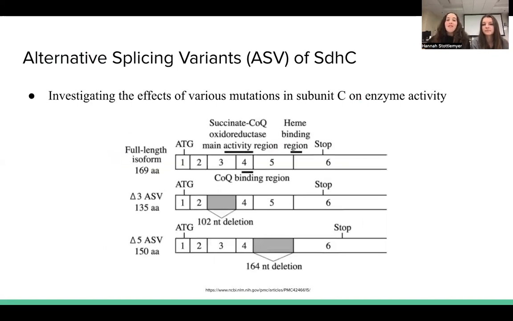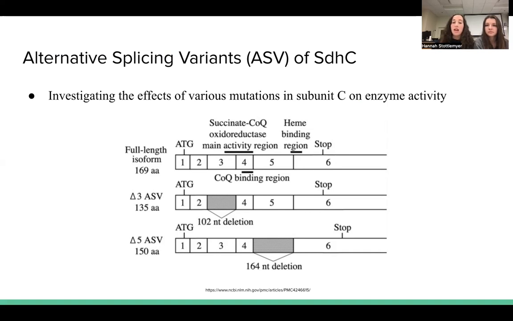Okay, for our primary source, we decided to analyze a paper that investigates the effects of various mutations in subunit C on enzyme activity. We're aspiring to remember that subunit C plays a large role in the reduction of ubiquinone to ubiquinol, as we've been talking about. The first amino acid sequence in this figure is the full-length isoform, which is 169 amino acids long.